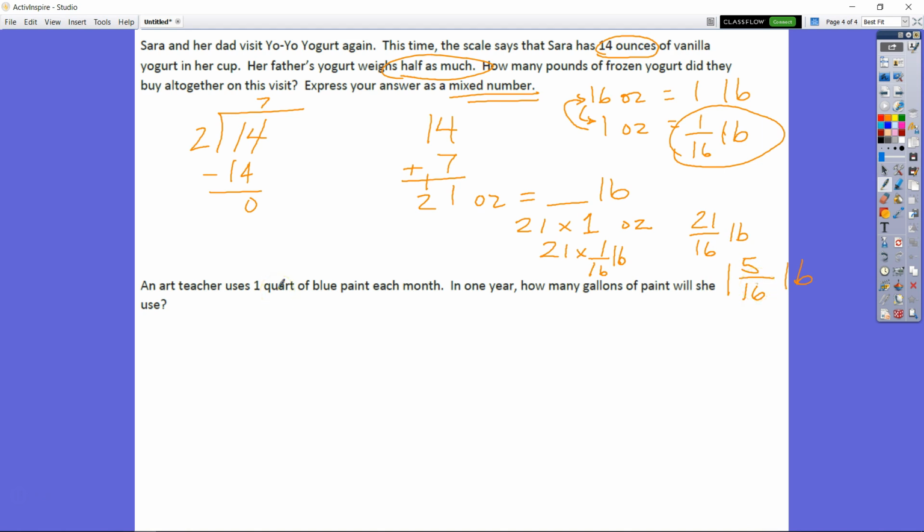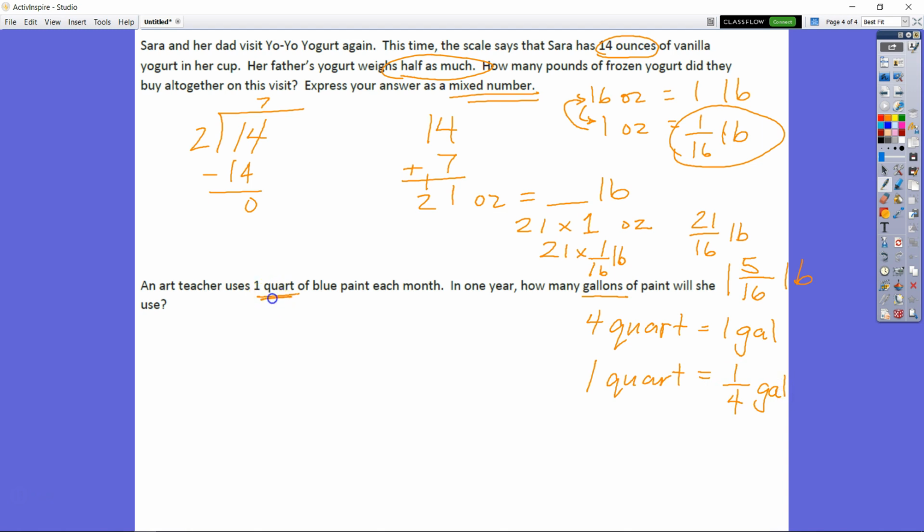So Ms. Feld uses 1 quart of blue paint each month. In 1 year, how many gallons of paint will she use? So let's see. We're going to assume that we're talking about 1 calendar year, not 1 school year. So each month she uses 1 quart of paint. They want to know how many gallons she's going to use. So before we can do anything, we have to know that 4 quarts equal 1 gallon. So we need to know that 1 quart equals 1/4 of a gallon.